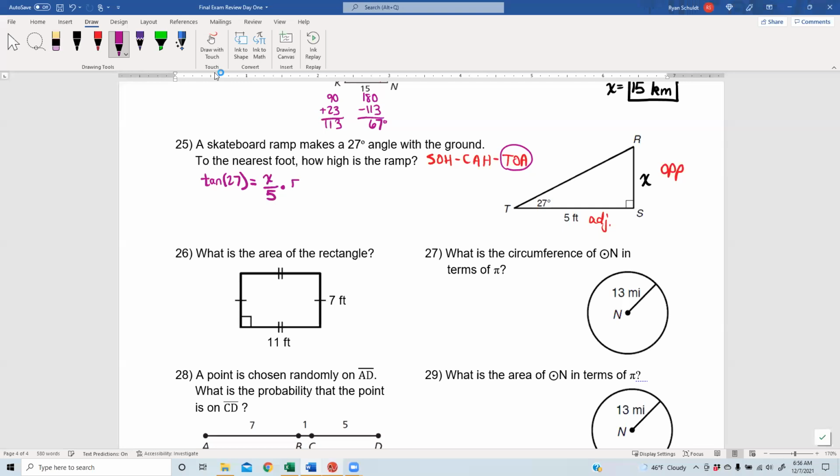Multiply both sides by 5 to get rid of this fraction. I don't know why I'm writing in purple, but anyways. x equals, the 5's go away on that side, so I'm just left with x. 5 times the tangent of 27.